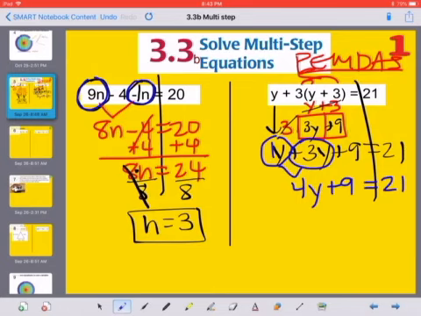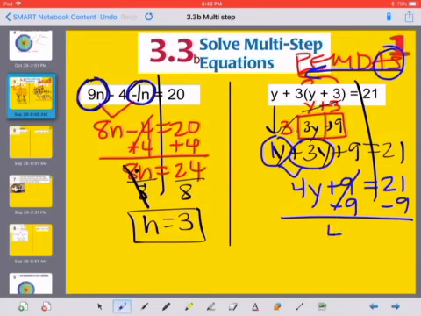And then undoing our order of operations, getting rid of our adding and subtracting first. I'm going to subtract 9. That eliminates. And we have 4y. 21 minus 9, you guys, if subtracting 9 is difficult, subtract 10. We get 11. And then add 1, should get 12. Because it's not 10, it's 9.